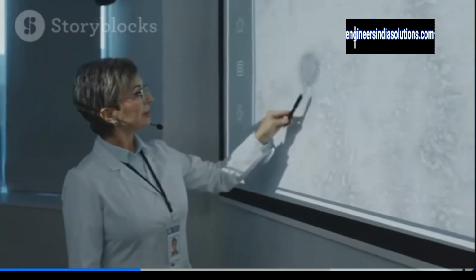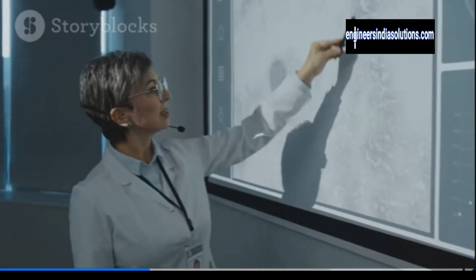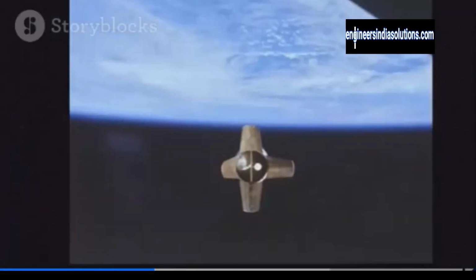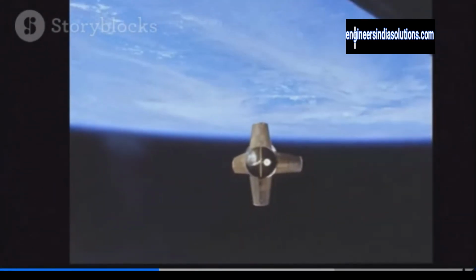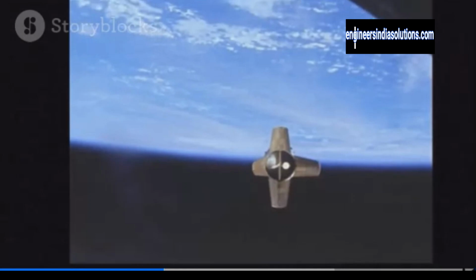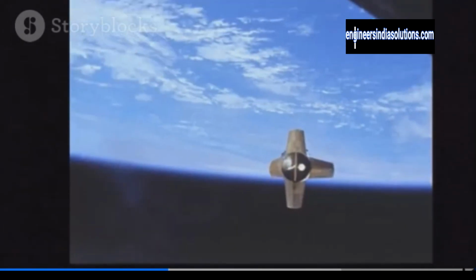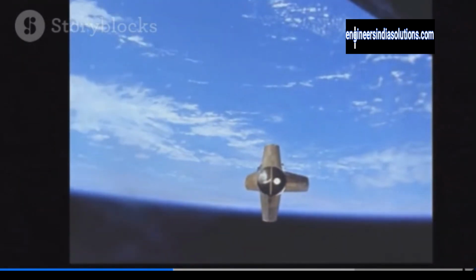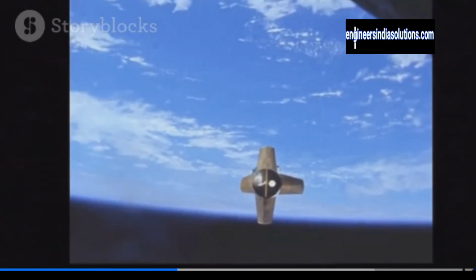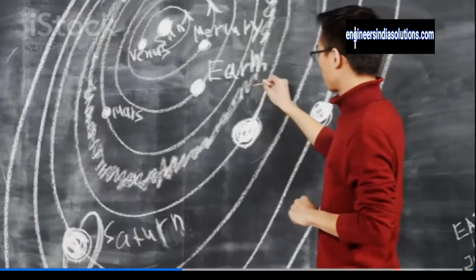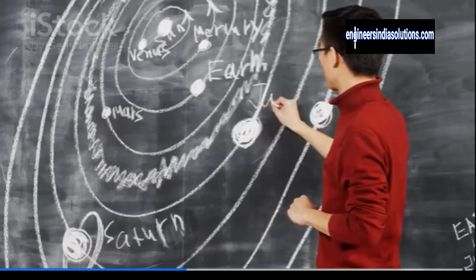Now let's break down orbital velocity. This is a crucial concept for understanding how satellites maintain their orbits. Orbital velocity is the speed a satellite needs to stay in orbit around a planet without falling back to the surface. This speed ensures that the satellite's inertia perfectly counteracts the gravitational pull. This speed depends on the mass of the planet and the radius of the orbit.